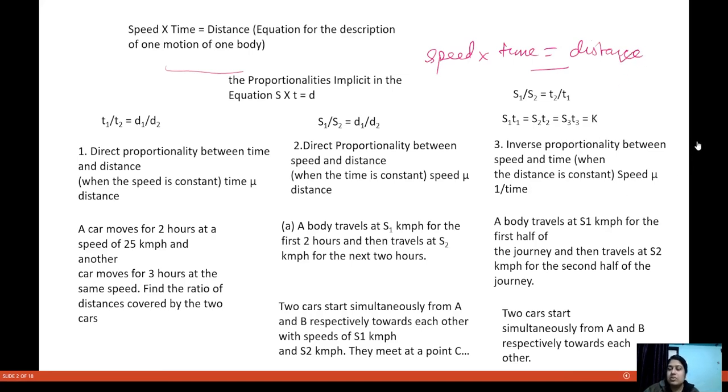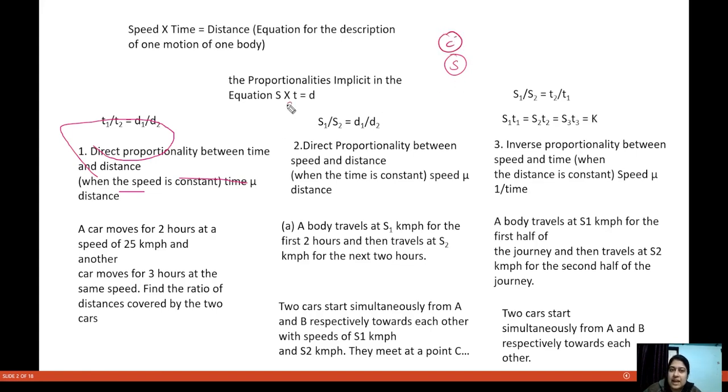Okay. So what we will do basically here, we will keep one thing constant and then we will try to know what are the variations available. Okay. So let us do this. The first case that we are taking here is direct proportionality between time and distance. Okay, so let us keep speed constant. So when we have this equation speed into time is equal to distance, whenever we keep speed constant, then we get time is directly proportional to distance.